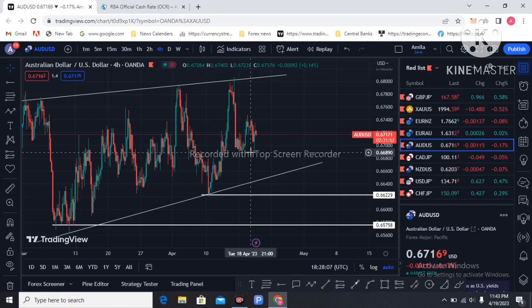You can take the trade with smaller time frame confirmation and money management.